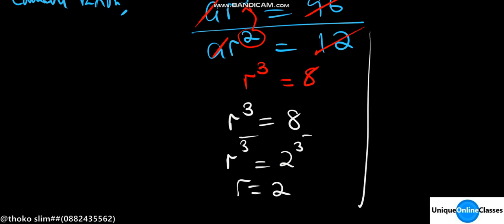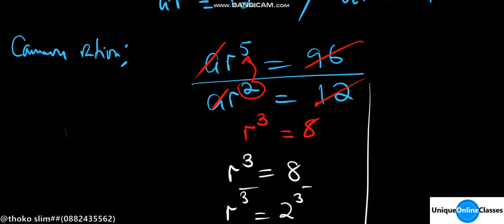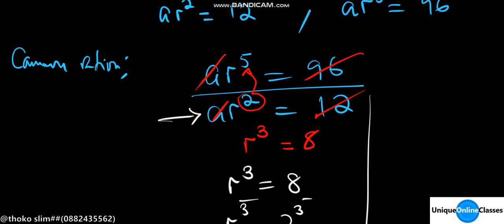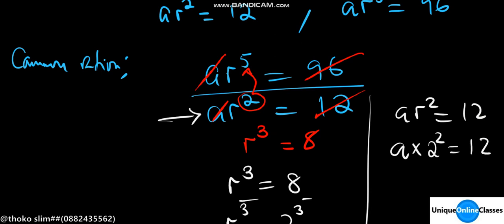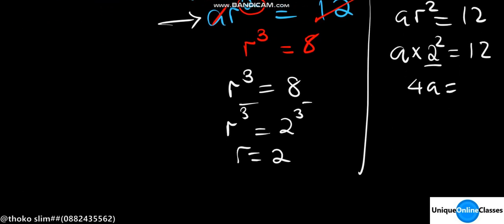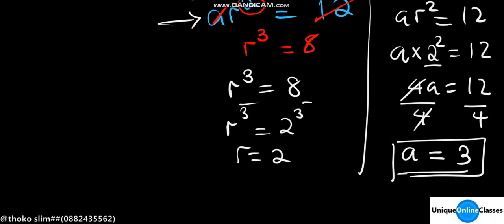Now that we have R, we can find A. To find A, you can choose any equation. I am choosing AR squared is equal to 12. So A times R squared, and R we found is 2, so 2 to the power 2, is equal to 12. Here we have 4, so 4A is equal to 12. To find the value of A, we divide both sides by 4. That cancels, and A is equal to 3. So we have found R and also A.